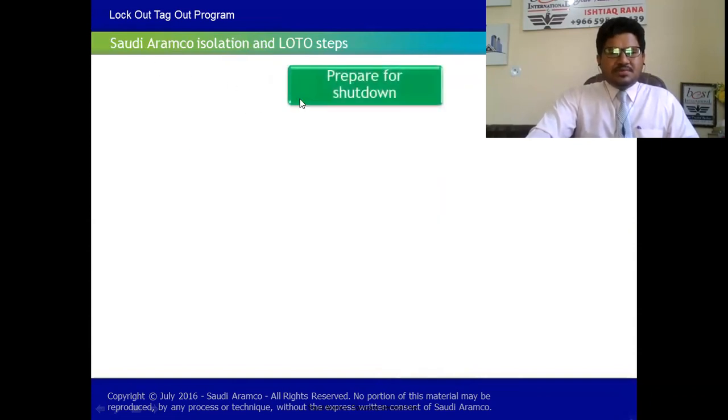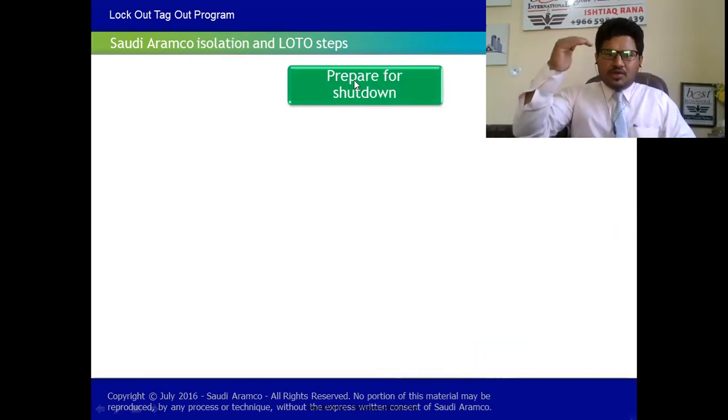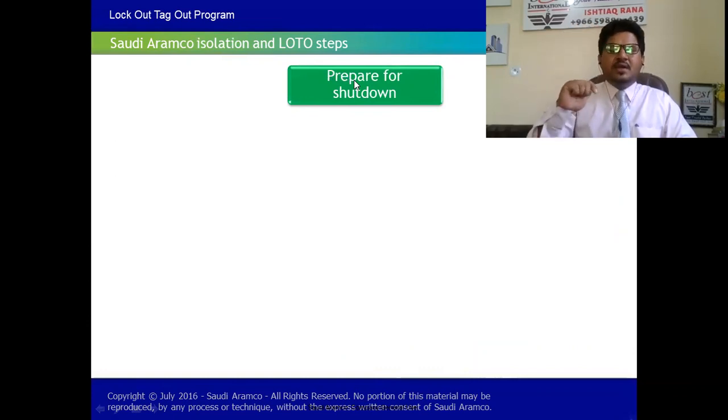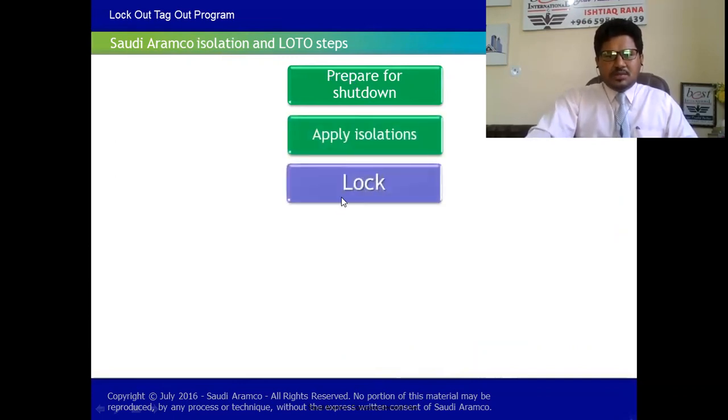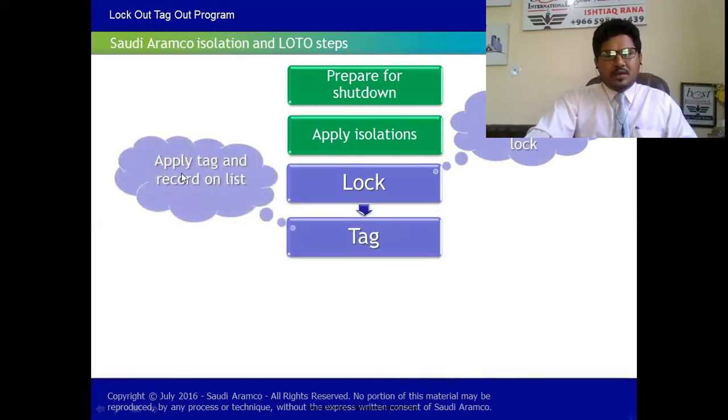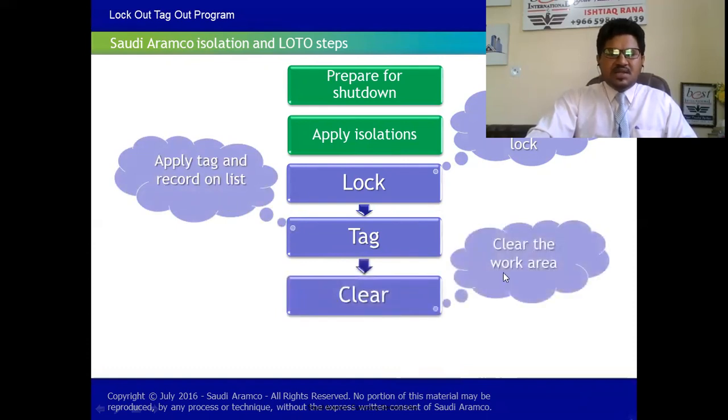Now, what are the key steps? Again, an important slide. You truly need to understand the sequence also. It's not like you can take step 3 as step 1. No. First step means first step, second step means second step. So: prepare for shutdown, apply isolations, lock, but only an approved lock, tag, apply the tag and record it on the list, clear, and that means clear the area, and then try.